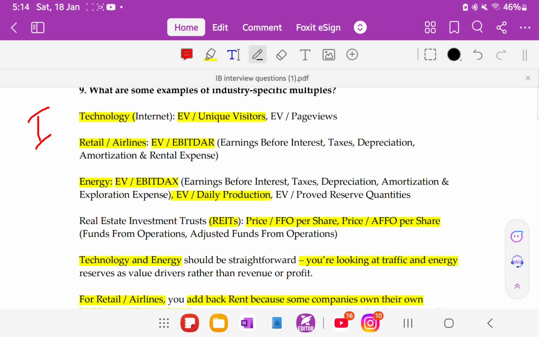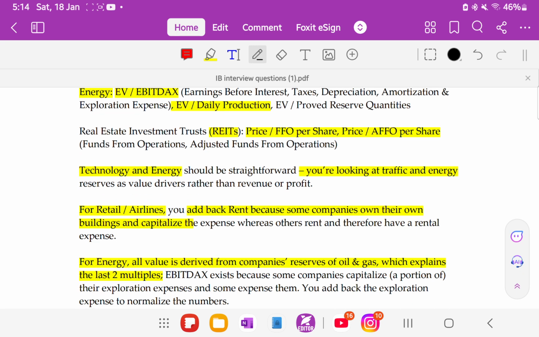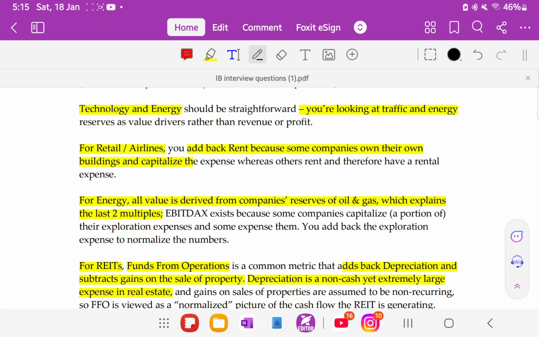Then we have technology and energy. That should be straightforward: you are looking at traffic and energy reserves as the value drivers rather than revenue or profit. Then we have retail and airlines. You should add back the rent, because some companies own their buildings while others pay rent and capitalize the expenses, so that's treated as a rental expense.